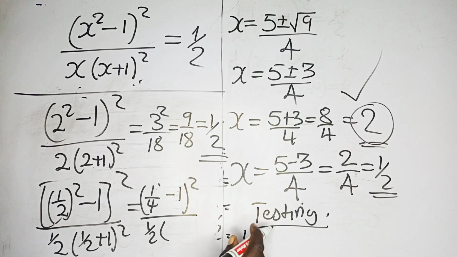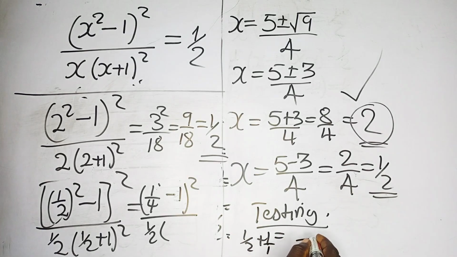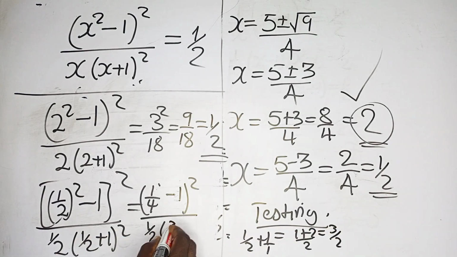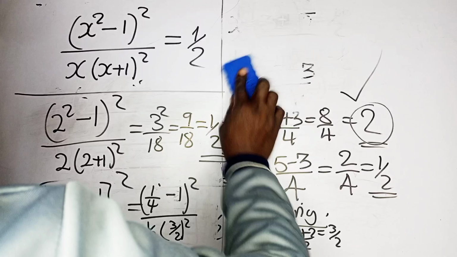A half plus 1. 1 all over 1. LCM is 2. 2 divided by 2 is 1 times 1 is 1. 2 divided by 1 is 2 times 1 is 2. So we get 3 all over 2. So here we're going to have 3 all over 2 squared. All right. So what do we get for that?